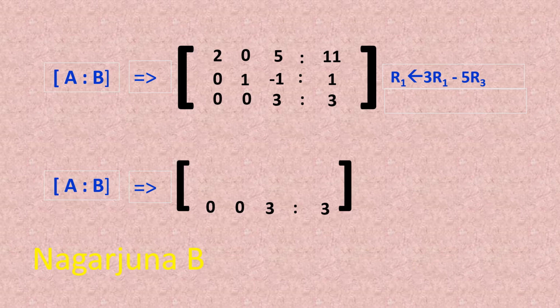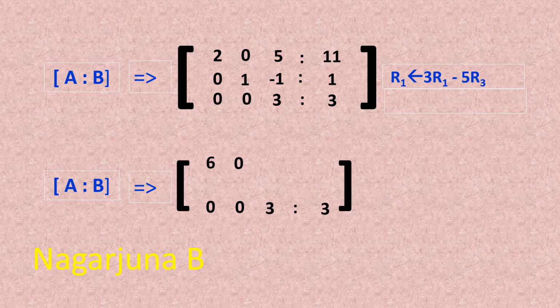So now the first element of R1 is 2. So 3 into 2 is 6, minus 5 into the first element of R3, which is 0. So 6 minus 0 is 6. The next, second element of R1 is 0. 3 into 0 is 0, minus 5 into the second element of R3, which is 0. So 0 minus 0, again 0.